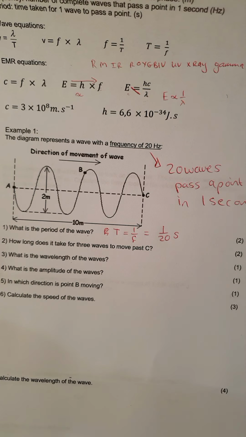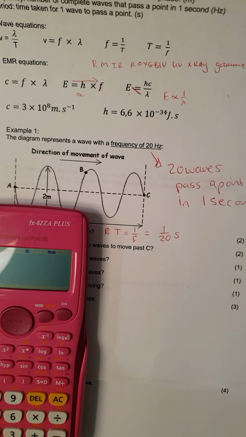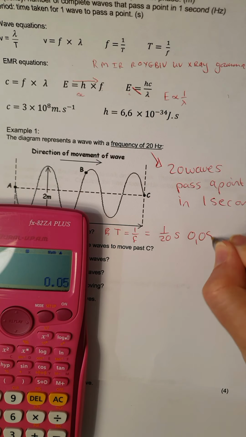Sorry. Okay, so all you have to do is 1 divided by 20, and you get 0,05 seconds.